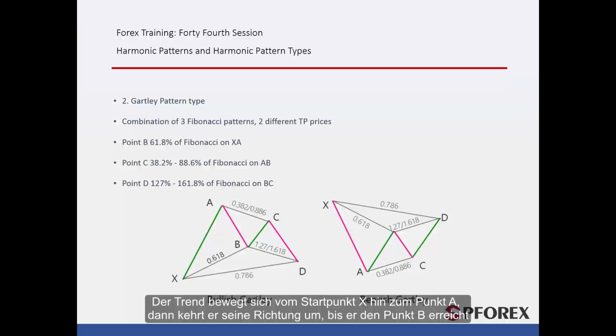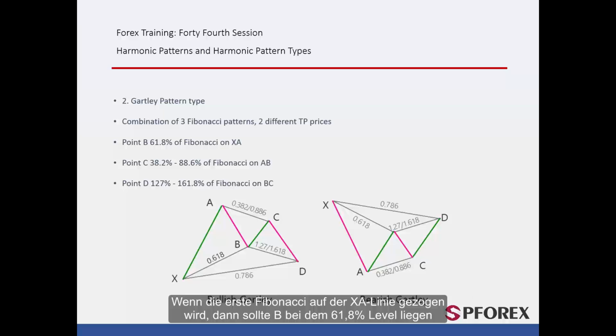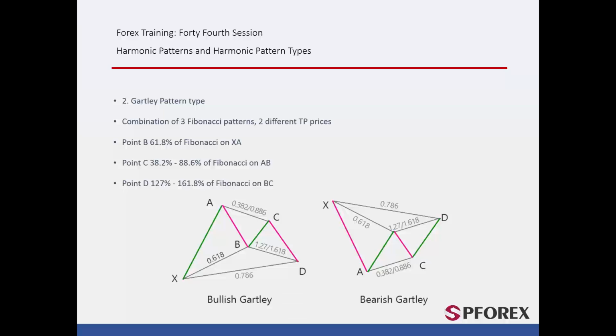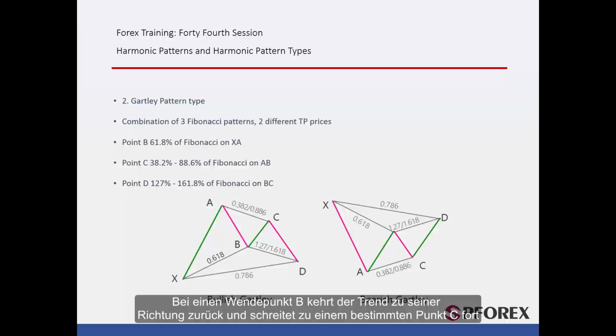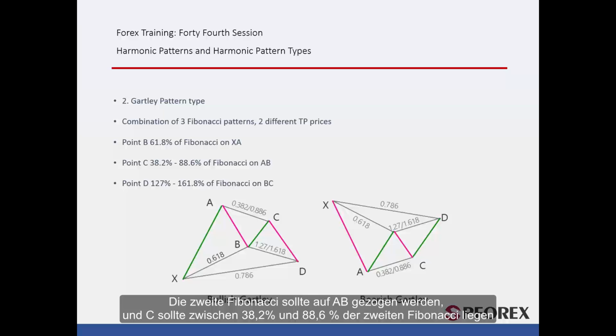The trend moves from the starting point X toward point A. Then it reverses its direction until it reaches point B. If the first Fibonacci is drawn on the XA line, then B should be around the 61.8% level. On the reversal point B, the trend returns to its direction and proceeds to a certain point C. The second Fibonacci should be drawn on AB, and C must be between 38.2% and 88.6% of the second Fibonacci.